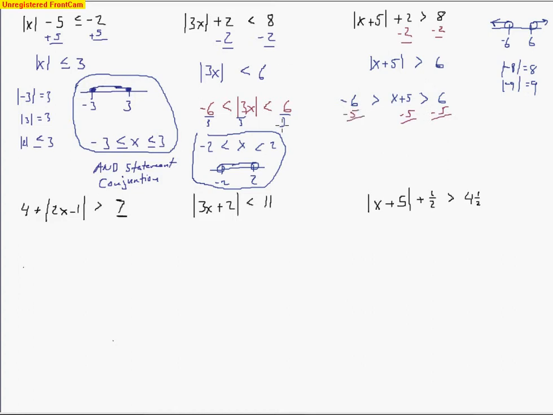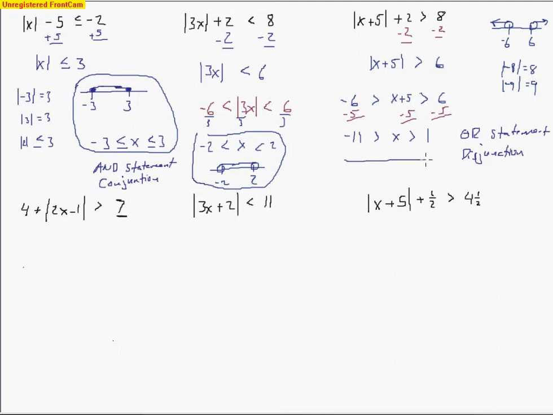And we go ahead and do that work, and we end up with a negative 11 and a positive 1. Now you're not going to write the answer this way because this is called an OR statement. An OR statement can also be referred to as a disjunction. So that means that the values of x don't work with both inequalities.